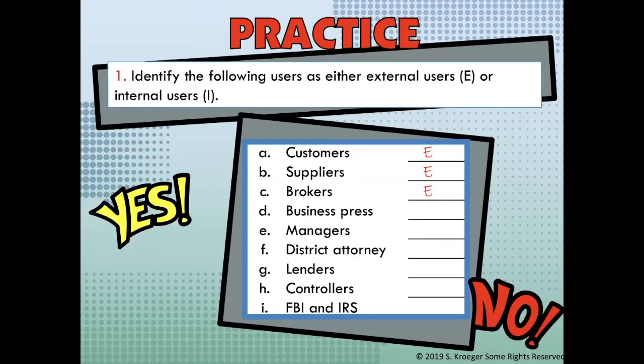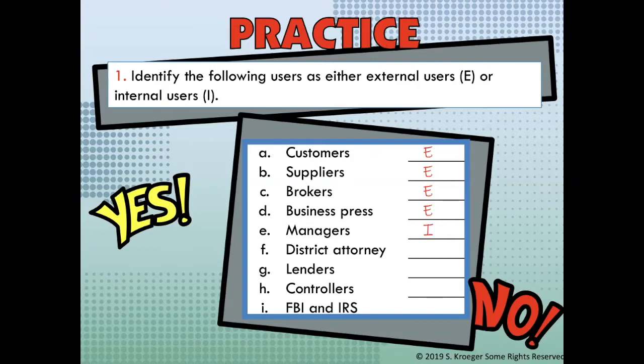What about part D, the business press? Let's say the New York Times. They come and do an article on you. Are they an employee of you? No, they're not part of our management. They are also an external user. Part E, managers. This is one of the few ones that would be internal because they are employees of our company and they are managers.